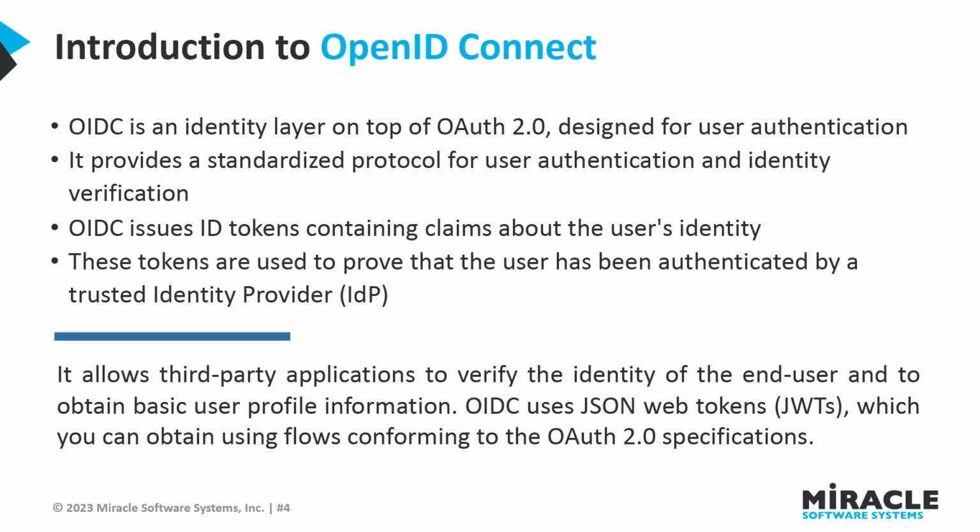For the introduction, we all know about OAuth 2.0, which is used for user authentication. Now, OIDC, being an identity layer, sits on top of OAuth 2.0 and provides a standardized protocol for user authentication and authorization. It also issues ID tokens containing claims about user identity. These tokens are used to prove that a user is authenticated by a trusted IDP. In a gist, we can say OIDC allows third-party applications to verify the identity of the end user and helps to obtain basic user profile information.